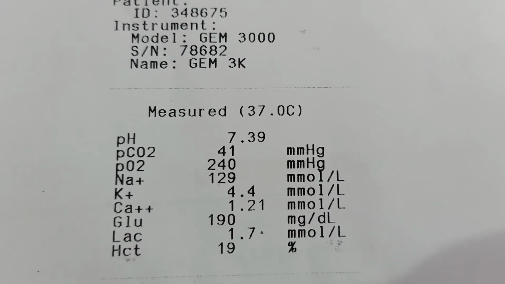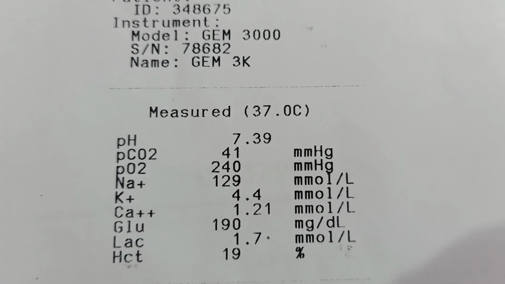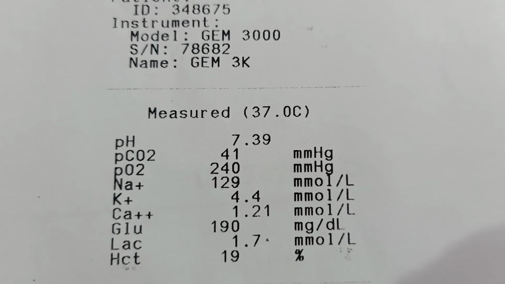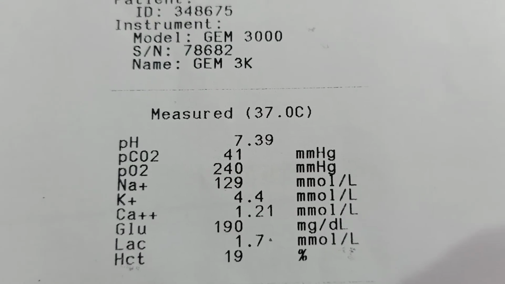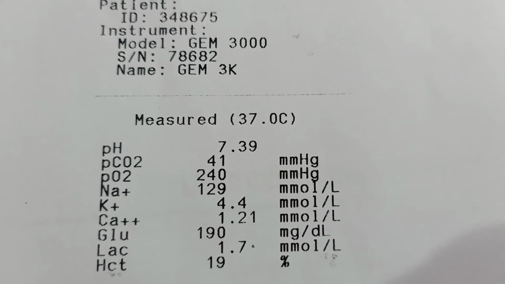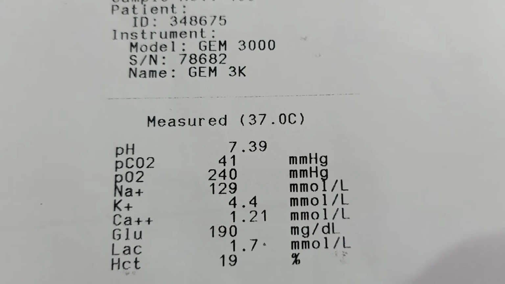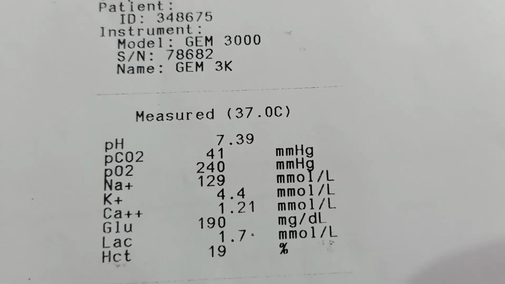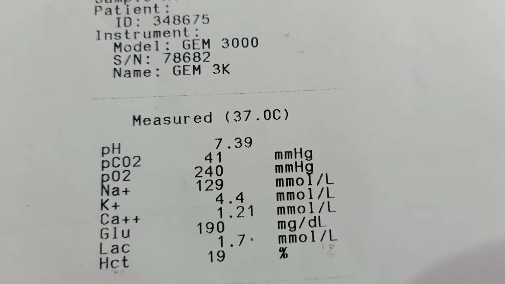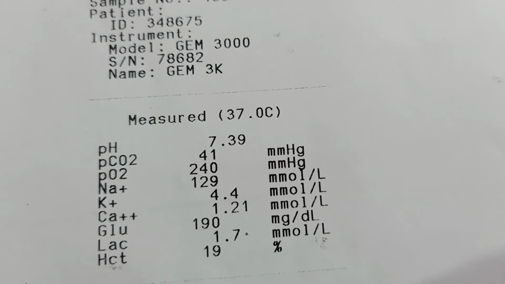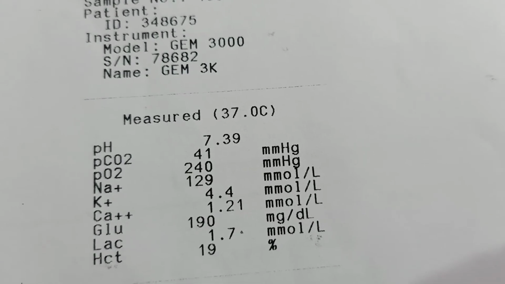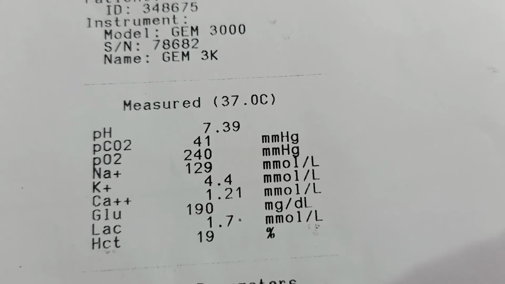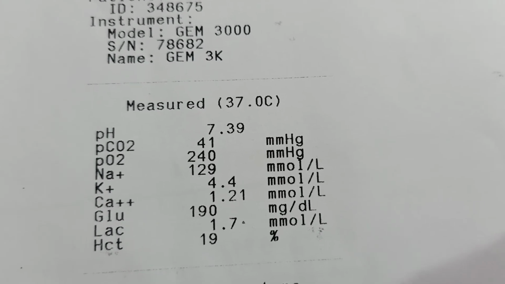Here you can see the pH is 7.39, the normal is 7.35 to 7.45, so it is normal, and PCO2 must be 35 to 45, so it is also normal. Here you can see the PO2, that is the oxygen level, is very high, so you have to find out the reason for that. And here you can see the different electrolytes like sodium, potassium, calcium, glucose, lactate. All these are written here, as this is done by advanced ABG analyzer machines.